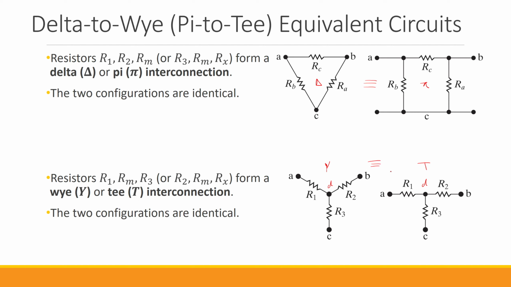So these ones are the same. That's why we either say delta to Y conversion or pi to T conversion, right? Or you can even say delta to T conversion or pi to Y conversion. It doesn't make any difference. So now that this is out of the way, let's just see what we can do for our circuit now. How can we convert between these two types of circuits?